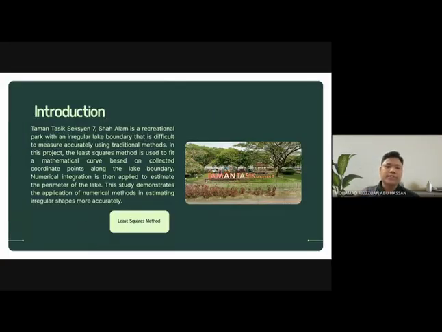Introduction. This project focuses on estimating the parameter of the lake at Taman Tasik Section 7, Shah Alam. Since the lake has an irregular shape, it is difficult to measure accurately using traditional methods. Therefore, we apply the least square method to fit a mathematical curve based on collected coordinate points along the lake boundary. Then, numerical integration was used to estimate the lake parameter. This study shows how numerical methods can help solve real-world problems more accurately and efficiently.